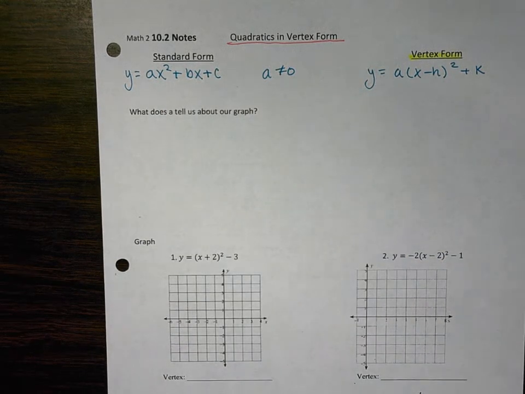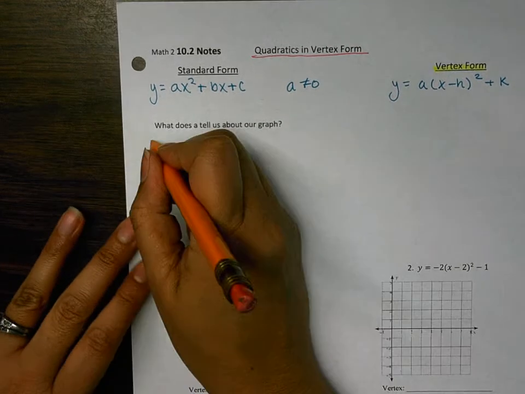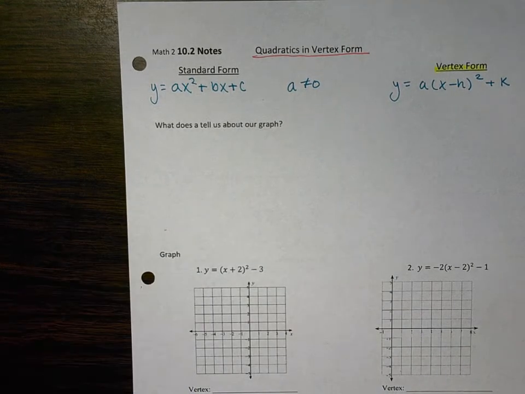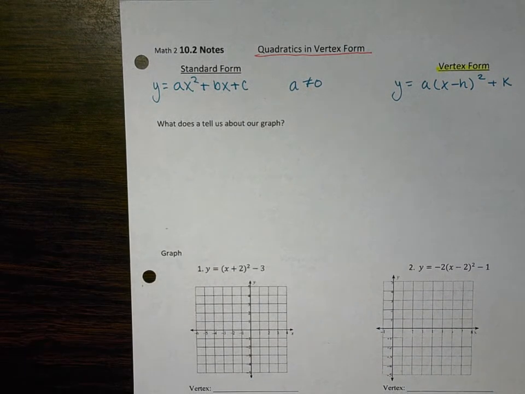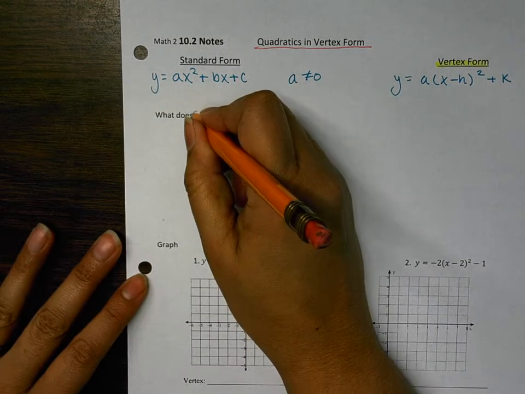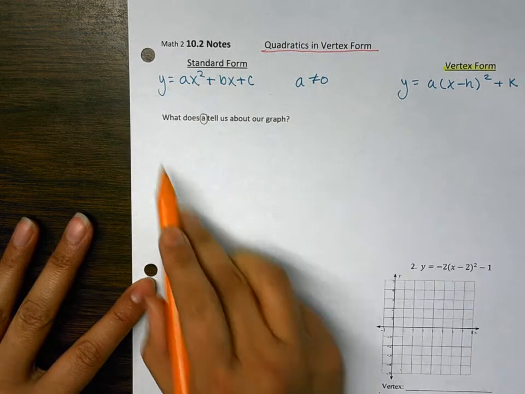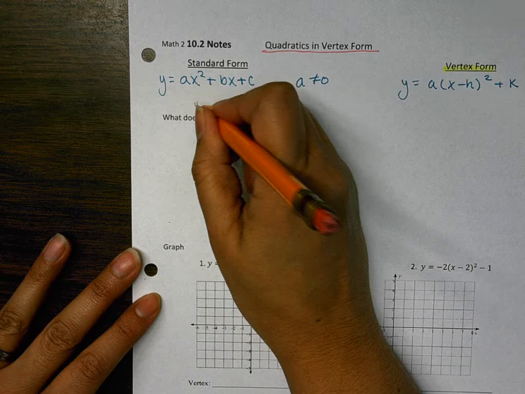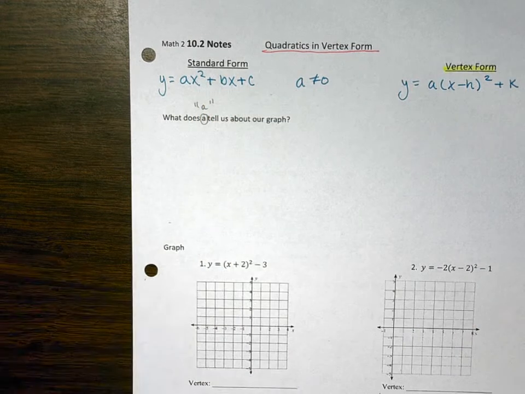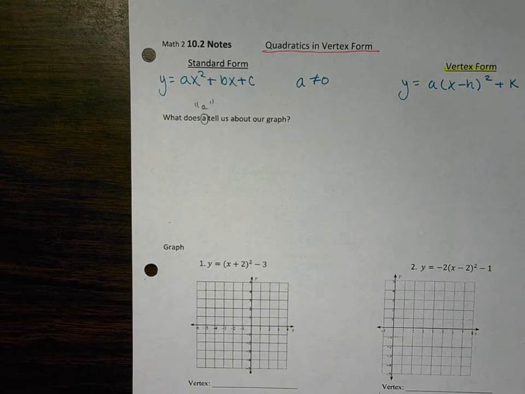All right. Yes. I don't get the question it's asking right now. There's no question anywhere. Right here? What does it tell us about the graph? Okay, thank you. I sent this to my last class. I should have put this in quotes. What does a tell us about our graph? What does the letter a do? I didn't catch it until I was reading it to my last class.